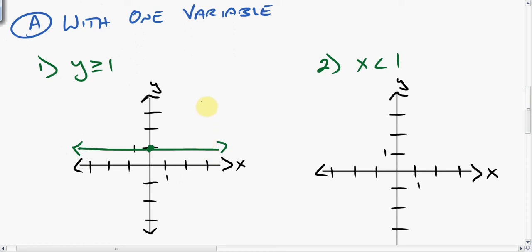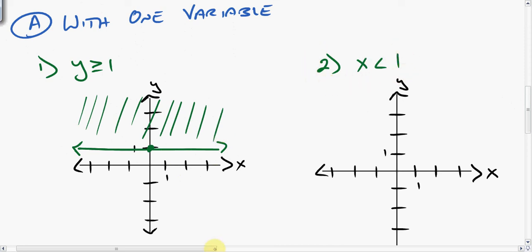And then any point above this line will also satisfy. So I have to shade greater than y, or greater than 1, so it's going to shade up. Alright, so when you are graphing linear inequalities in the xy coordinate plane, you will always be shading.